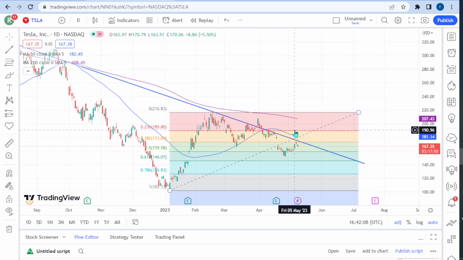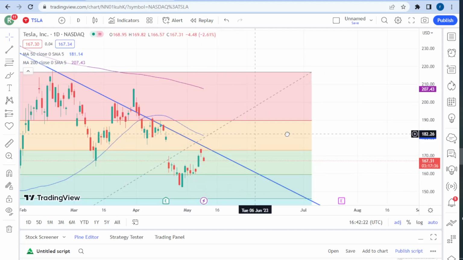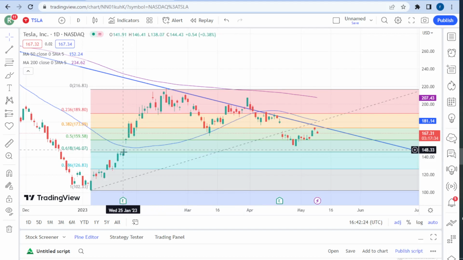But what happens if we cut underneath that 159.58 for several days? Well, then the next thing that can happen is we go down to that next fib level right at 146.07. And hey, guess what? It happens to coincide with that gap right there. So that is why you want to pay attention to these gaps. That's why you want to pay attention to these fib levels.